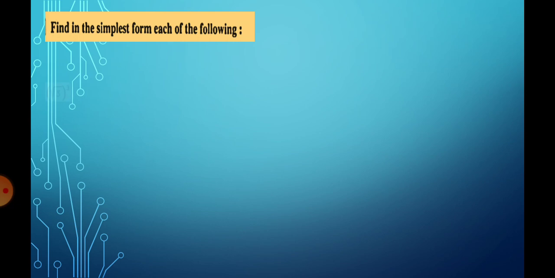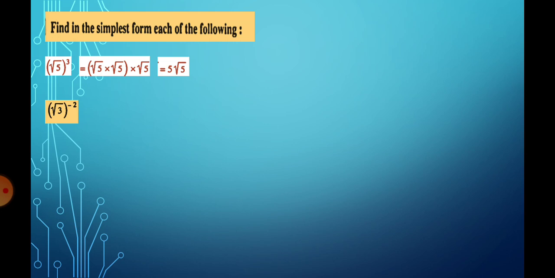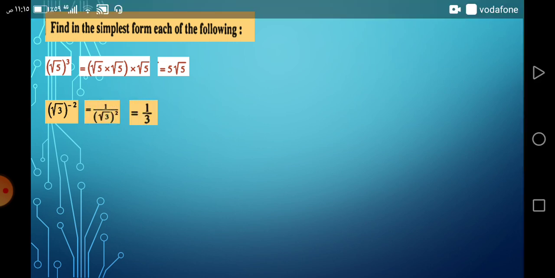Find the simplest form of each of the following. Root 5 to the power 3 means root 5 times root 5 times root 5, which equals 5 root 5. Root 3 to the power negative 2: here the power is negative. We change the sign of the power and find the multiplicative inverse of root 3, which is 1 over root 3. So root 3 to the power negative 2 can be written as 1 over root 3 to the power 2, which is 1 over 3.